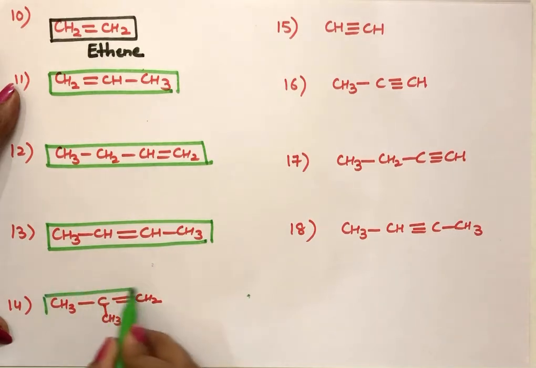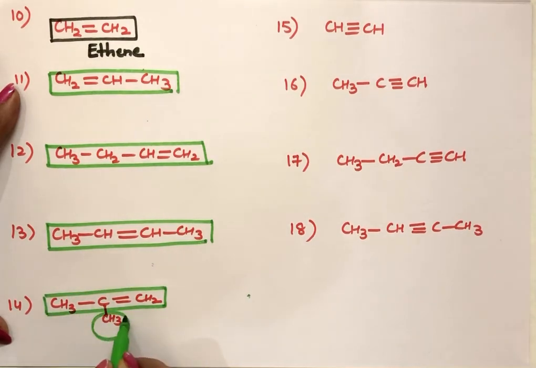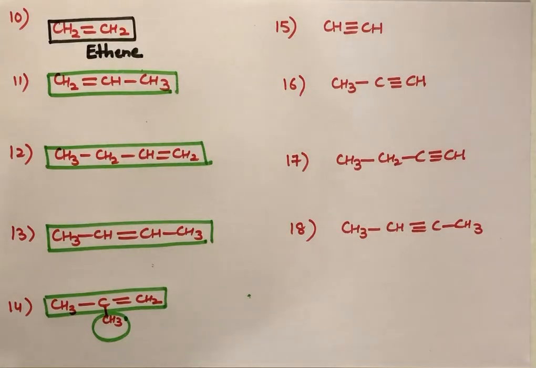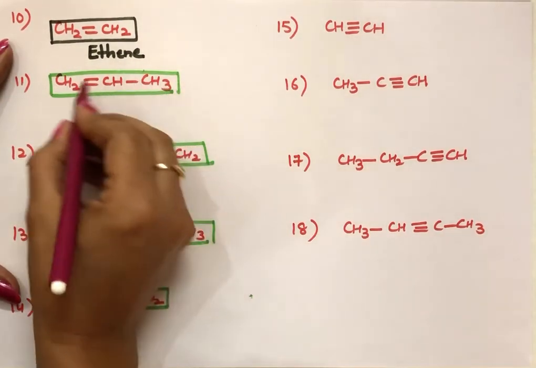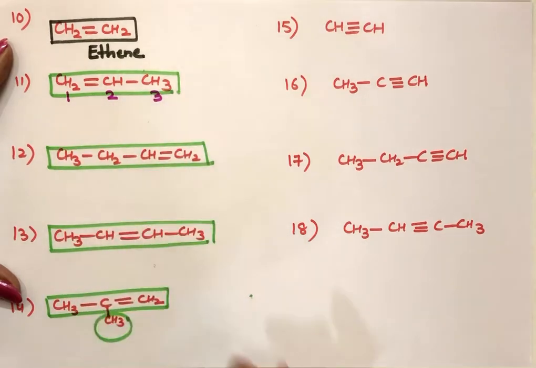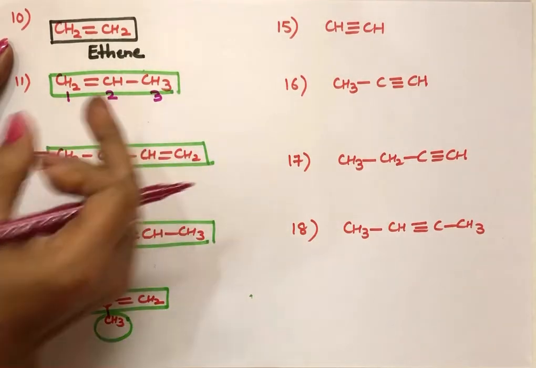But in this compound, this is a parent chain and this one is a substituent. After finding out the parent chain and substituent, our next rule is to number the chain. Now, in this case, the rule is to number the chain from that side which will give the lowest number to the multiple bonded carbon atom. Multiple bonded carbon atom means the carbon atoms which will have a double bond or triple bond. Now in this case, if I number it from left to right, 1, 2, 3. The double bond is between the 1 and 2 carbon atoms. We take the lower number.